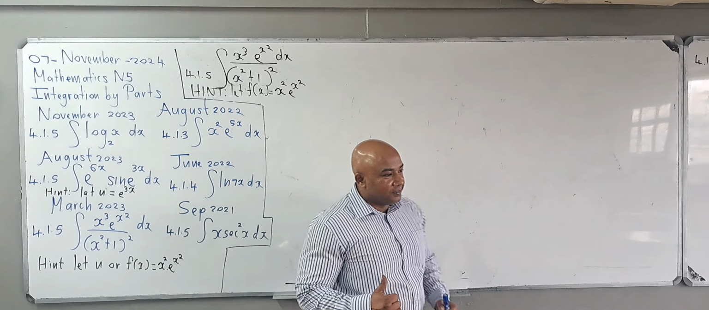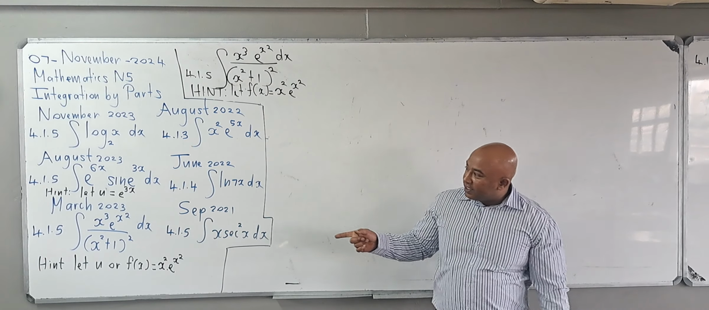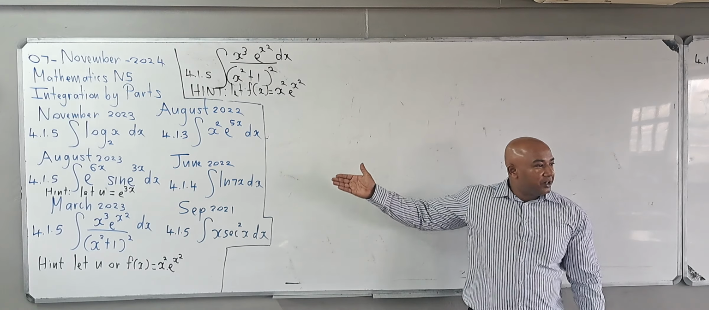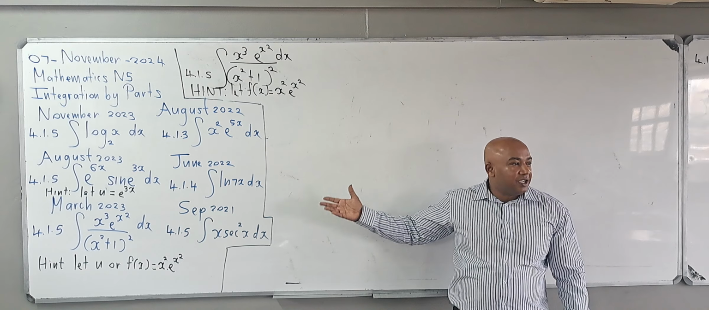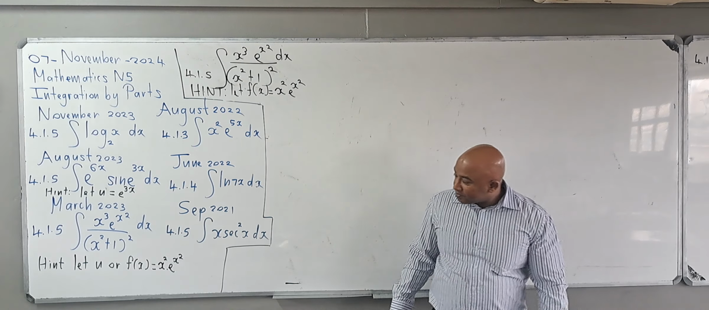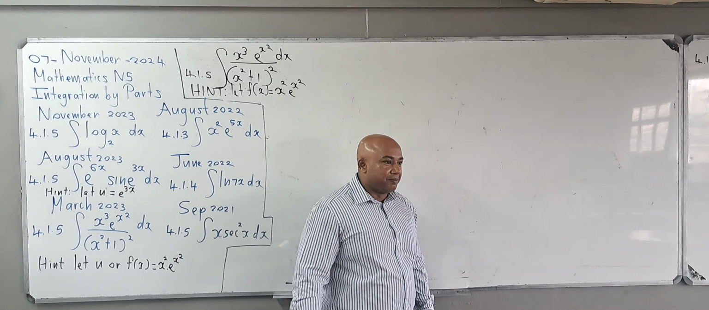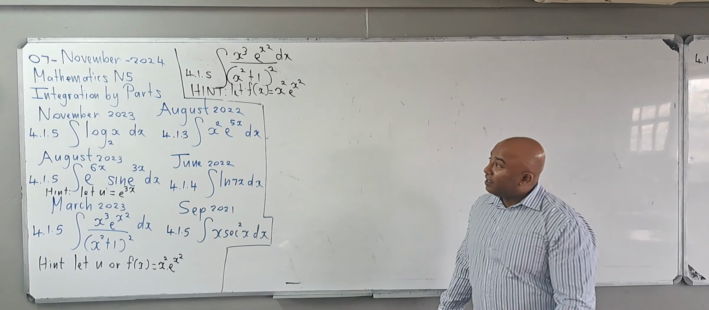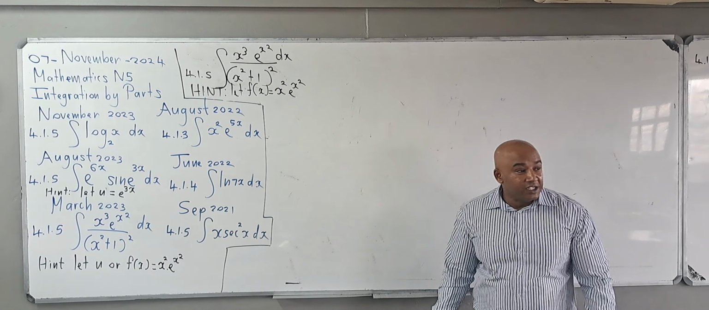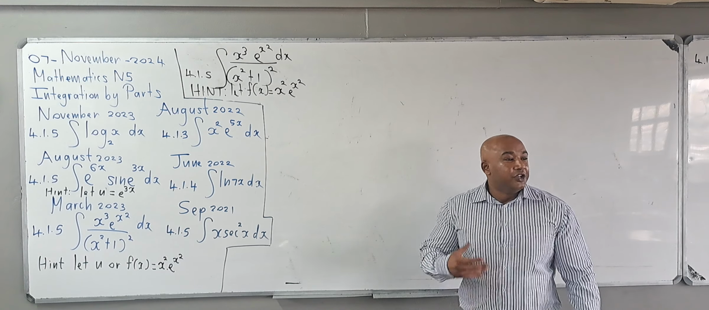Alright, so this one from the March 2023 paper, you can see most of the questions are always 4.1.5 in the paper. Can you see that? Integration by parts, most of the time 4.1.5. Now this one was a challenging example compared to most of the examples because it's not straightforward. Look, they gave you a hint here. Whenever they give you a hint, you must know the example is not straightforward. Use the hint.